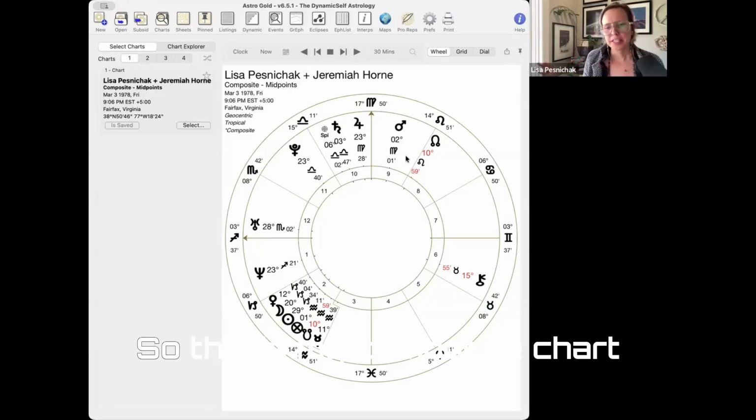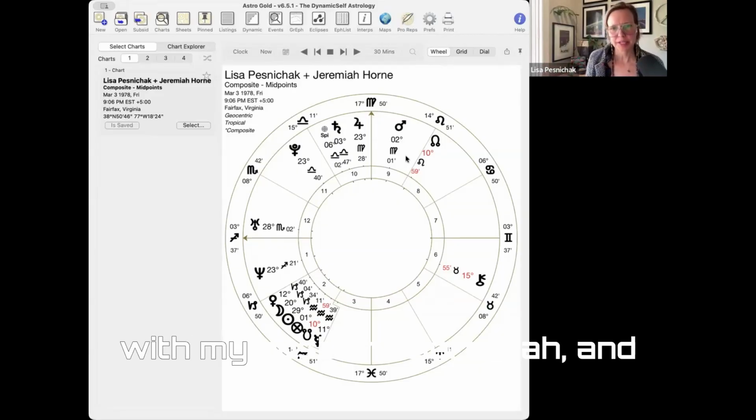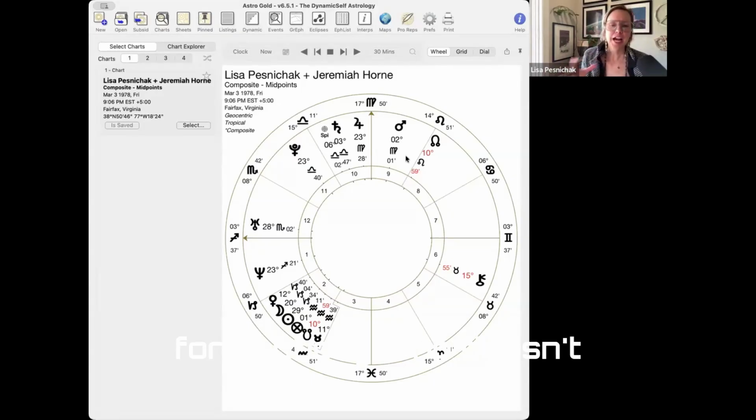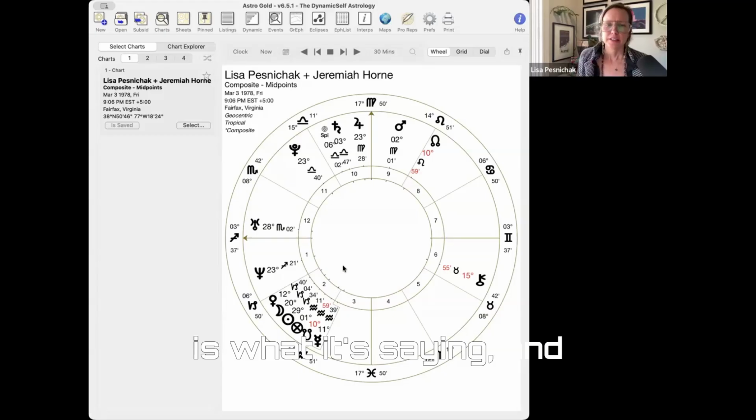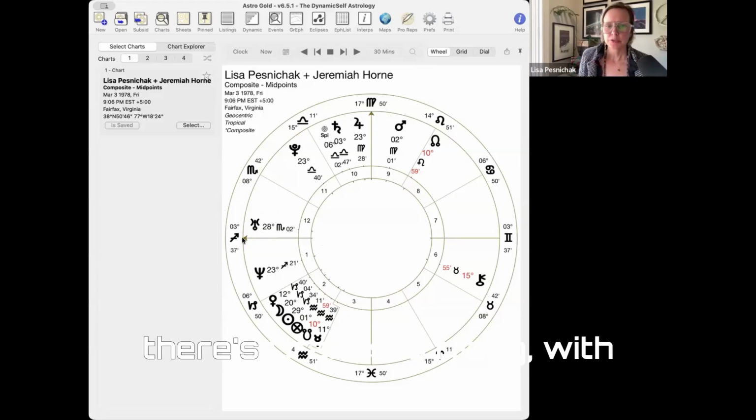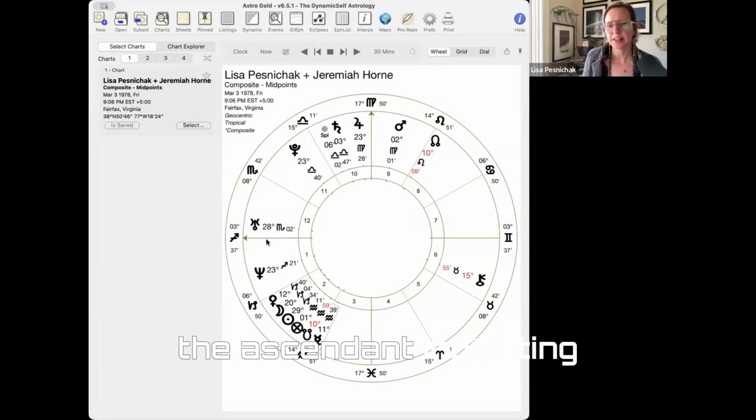So, this is my composite chart with my husband, Jeremiah. And for anybody who doesn't know anything about astrology, you look at this chart and wonder, what's happening in that second house? You can see right here is number two in the second house. There's obviously a lot going on here. There's a financial focus to our relationship, essentially, is what it's saying. And Uranus is rising with the ascendant, indicating potentially an entrepreneurial or different sort of path that we're taking as a couple that's financially focused.